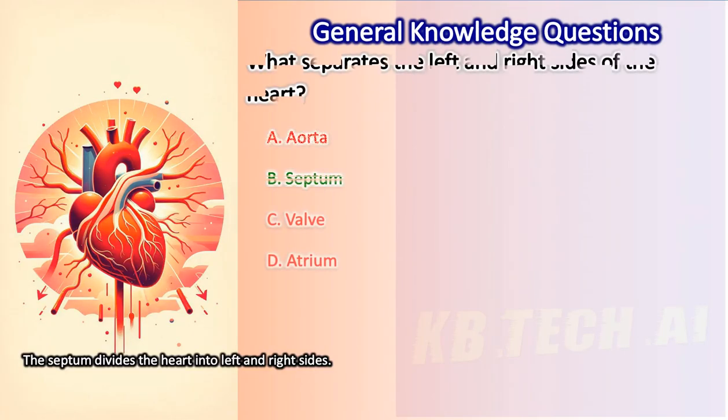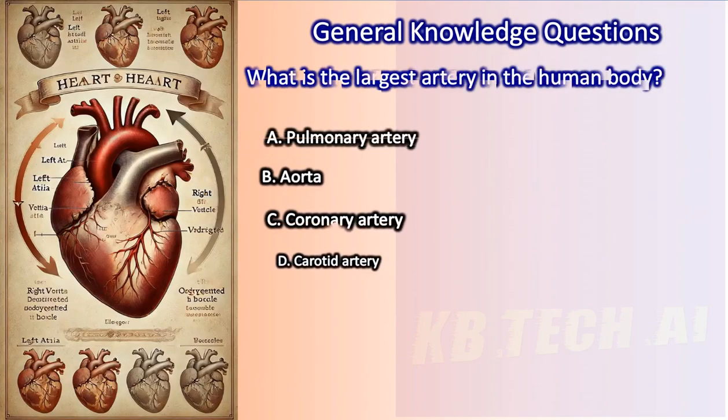The answer is Option 2. Septum. What is the largest artery in the human body? Option 1. Pulmonary artery. Option 2. Aorta. Option 3. Coronary artery. Option 4. Carotid artery.